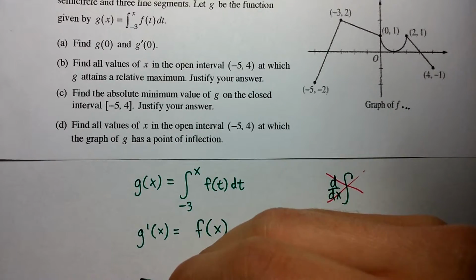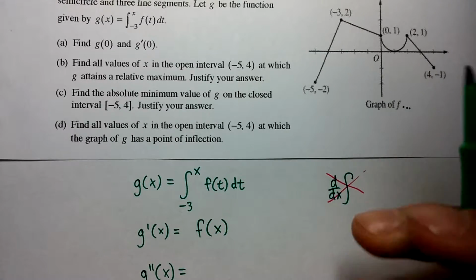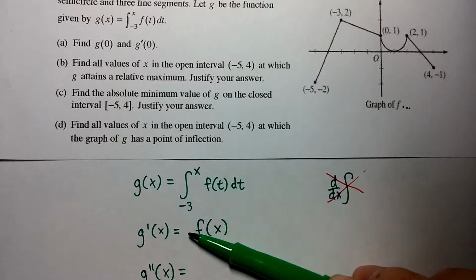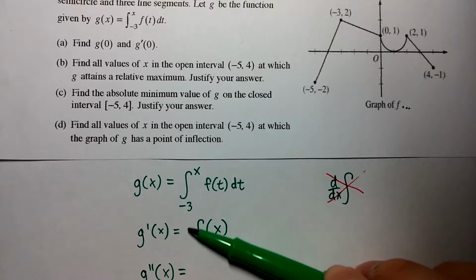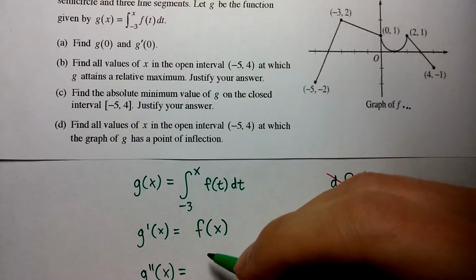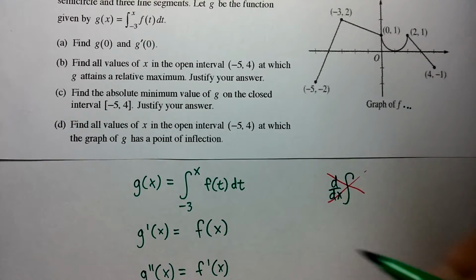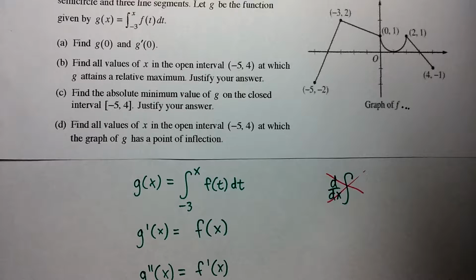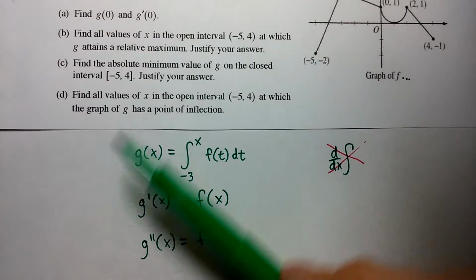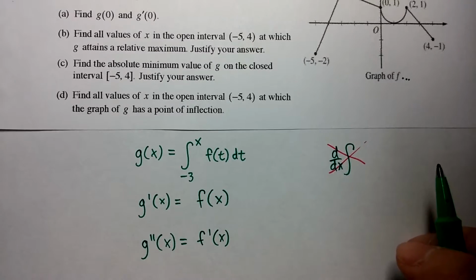Okay, and then let's take it one step further because these questions might ask about g double prime. Just like what we did in the first derivative here, we're going to derive this one more time. And when we derive that, the derivative of f of x is, of course, f prime of x. Okay, and then this is my little legend or key that I will be using so that I can make sense of all these questions. Okay, and really this is all you need.